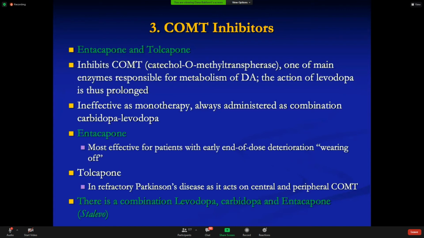Tolcapone usually is used also in refractory Parkinson's disease as it acts on central and peripheral COMT. But honestly, what I see mostly used is entacapone.